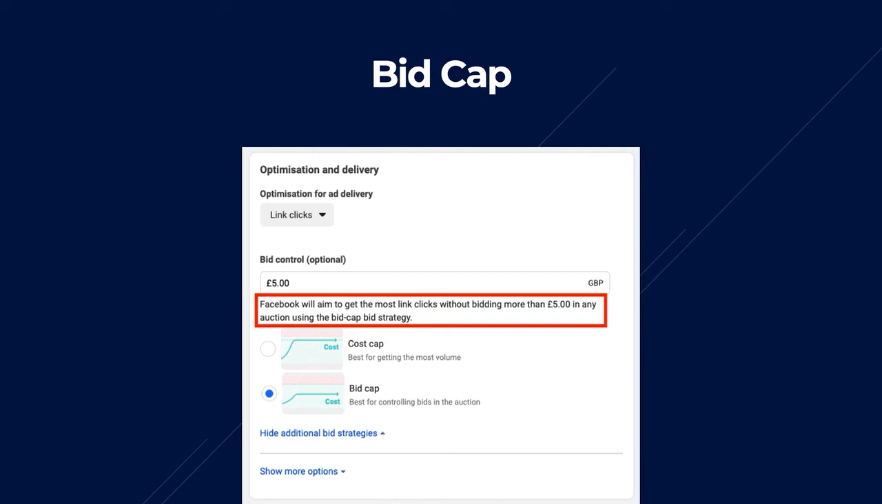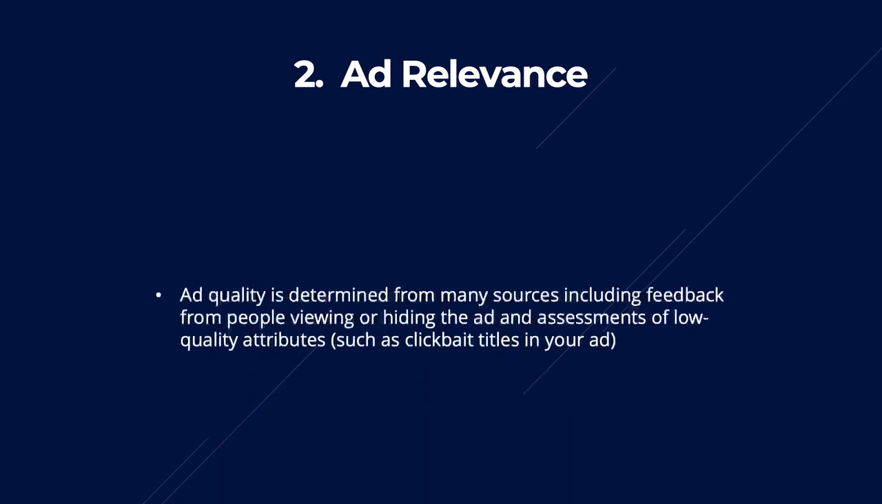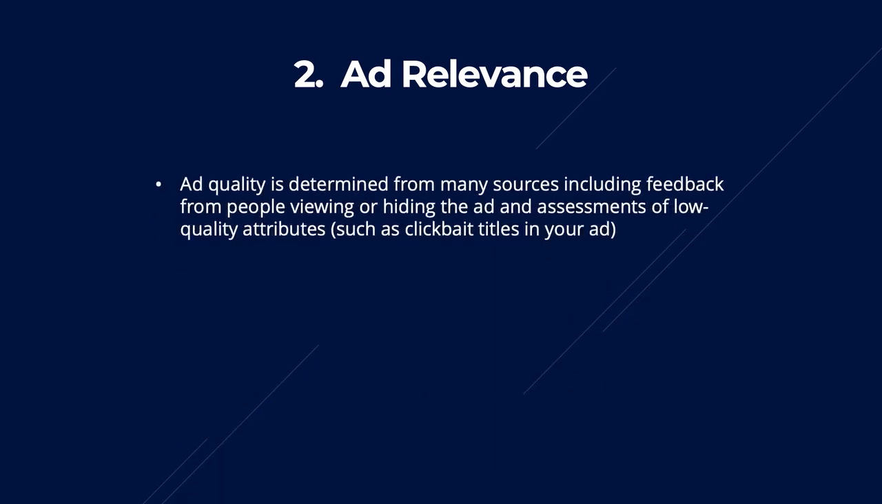The second thing, which has a big impact on if your ad is going to show or not, is what we call ad relevance. So Facebook's ad system is designed to maximize value for people and businesses as well. So as a result, higher quality ads perform better in the auction. Ad quality is simply a metric which Facebook use to determine how good an ad is, aka is it high quality or is it low quality. Ad quality is determined from many sources, including feedback from people viewing or hiding the ad and assessment of low quality attributes such as clickbait titles with your ad.